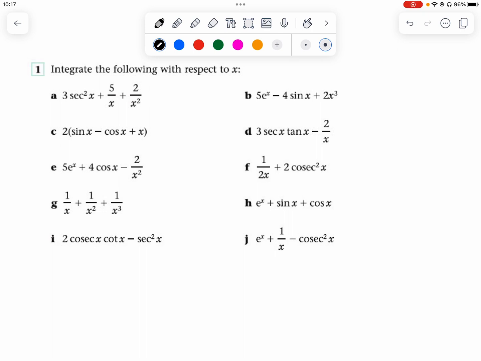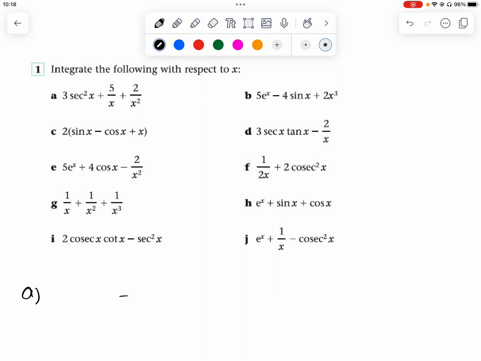So the first question says 3 secant square x plus 5 upon x plus 2 upon x square. So how am I going to do that one? So integral of secant square x is tan x. 5 upon x is nothing but what? Or else let me write everything in a proper format so that it will be easy to understand at a later stage. So I am going to erase this and write the question in the proper format.